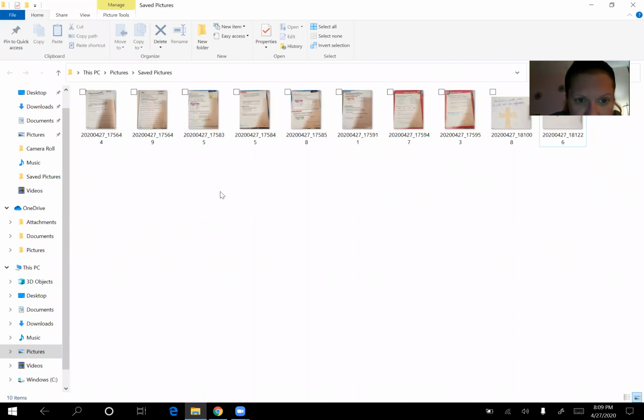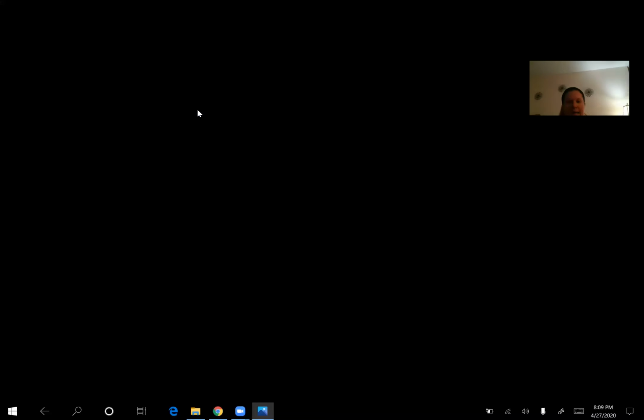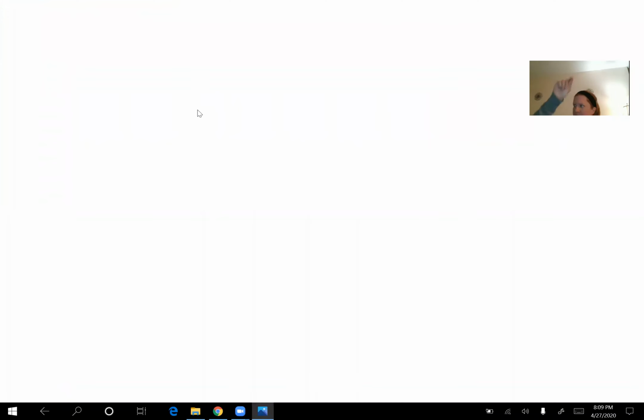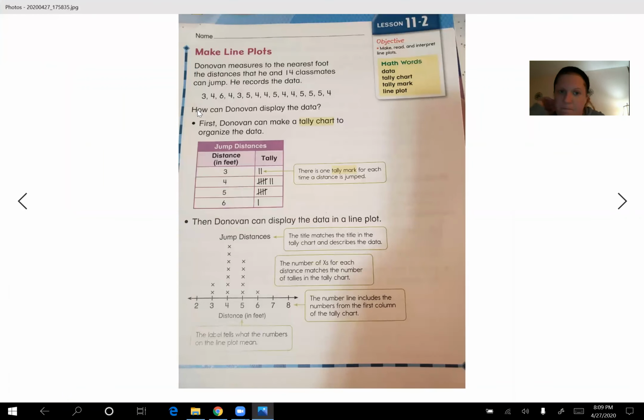Let me go ahead and pull up our math. Okay, so yesterday we did line plots. They look like the number line with the little X's on top. And so today is going to be how do you make a line plot? So yesterday you kind of looked at the line plot and answered questions. And today you're going to make a line plot. So how do you do that?